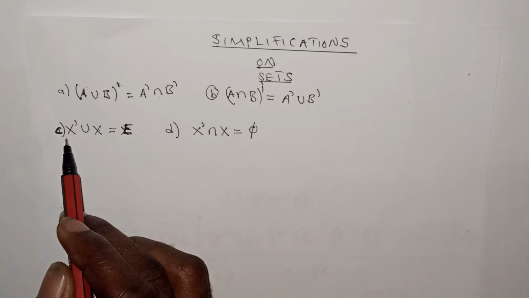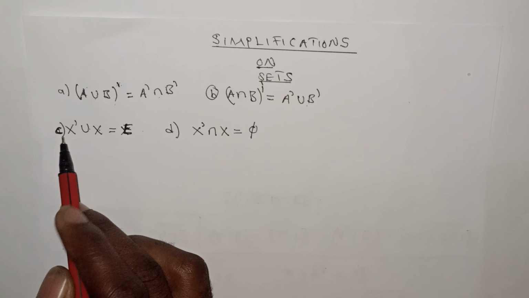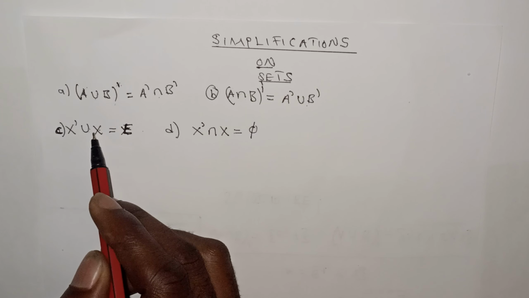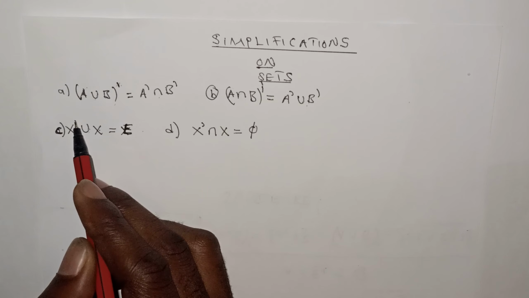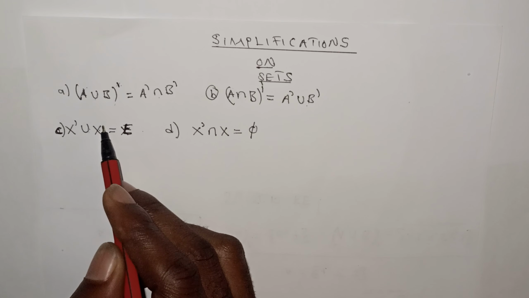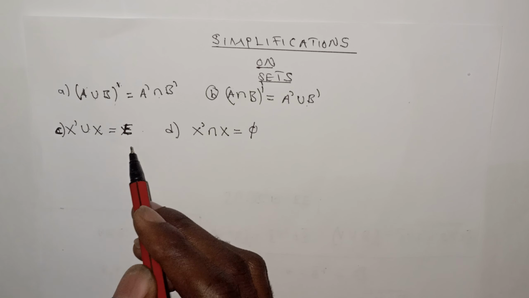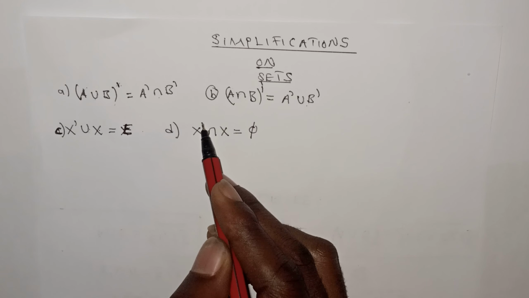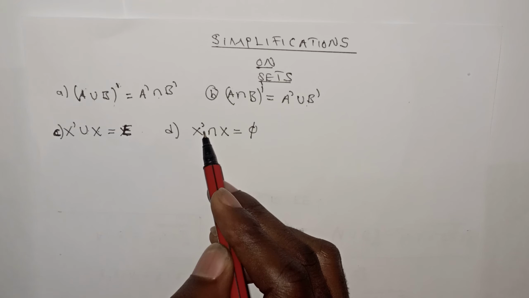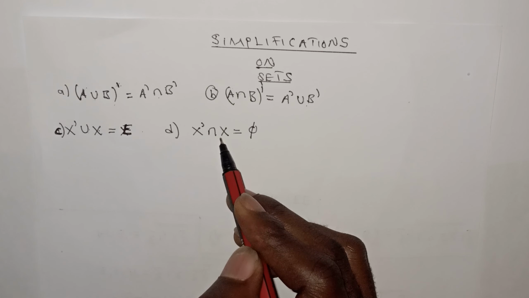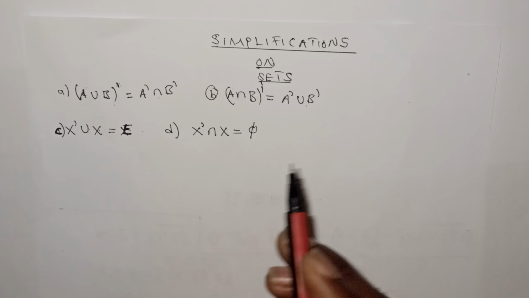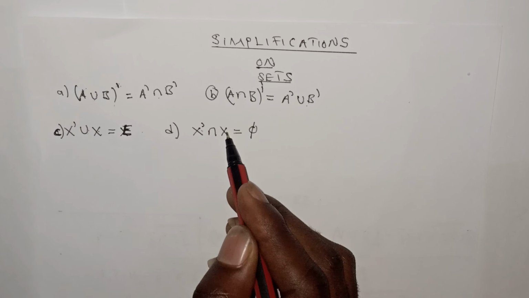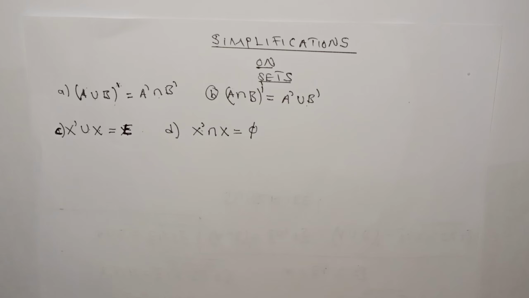So again, let's look at this one, which is X complement union X. Everything that is in X complement and everything that is in X is actually the universal set. You get that, right? While X complement intersection X is actually an empty set. So there is nothing that is common between X complement and X. There is nothing that is common.